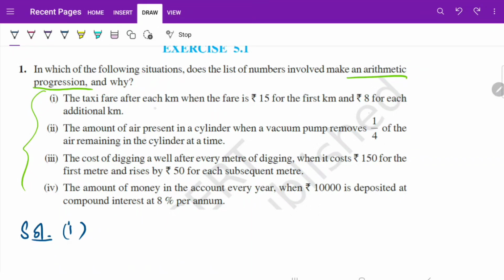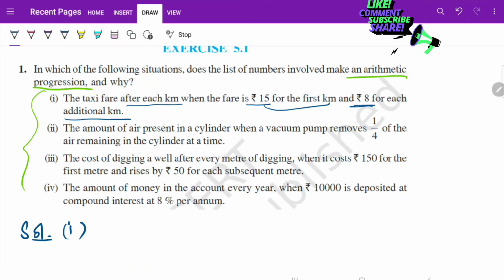So the taxi fare is given for each kilometer, when the fare is rupees 15 for the first kilometer and rupees 8 for each additional kilometer. Suppose we are hiring a taxi and the fixed fare is rupees 15. That means once we start we have to pay rupees 15 as the minimum charge. Then for each extra additional kilometer we have to pay rupees 8, and so on.